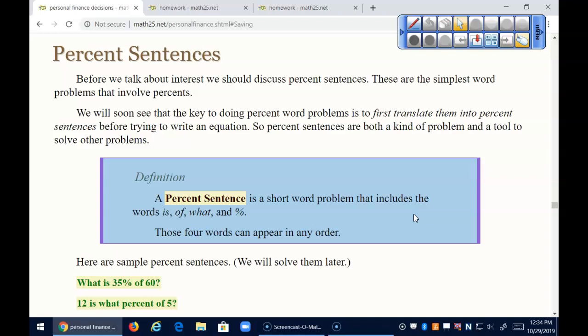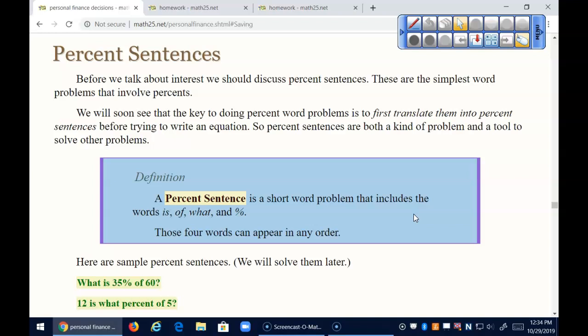Now we actually need them in Math 25. So we're going to go over them again. If I am going too slow or too fast, let me know. So a percent sentence is a short word problem that includes the words is, of, what, and percent in any order. And what we will see is that when you have a word problem about percents, then you can translate it into a short percent sentence to help solve it.